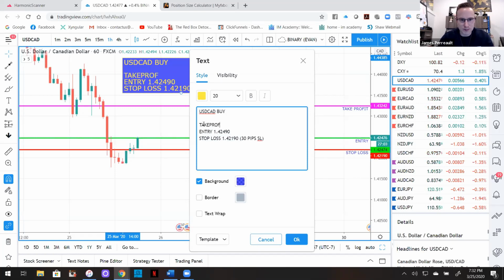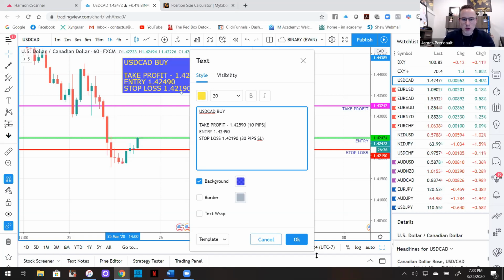Take profit is essentially 10 pips. So again, we get rid of that last number and we just add 10 pips to this number of 49, right? So literally 1.42, what is that? 10 pips is 59.0. Bang. Let's put 10 pips.